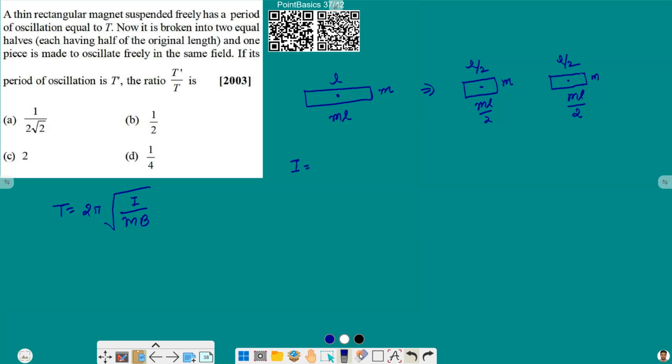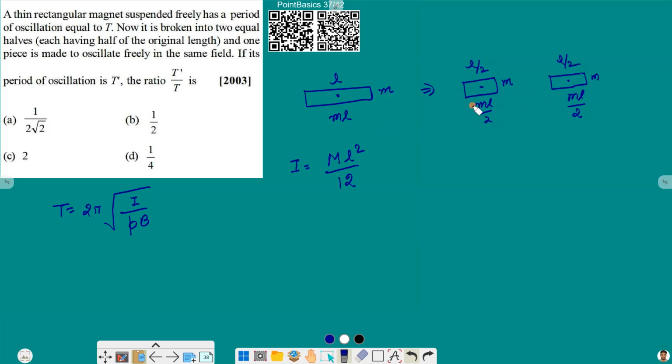Okay, let's write it p. Magnetic dipole moment we are writing with the help of p. This is magnetic dipole moment, and for mass we will use capital M. So for this, if its mass is capital M and its pole strength is small m, there is a difference between small m and capital M, and length is L. So moment of inertia of this magnet around its center, perpendicular to its center point, is ML square by 12.